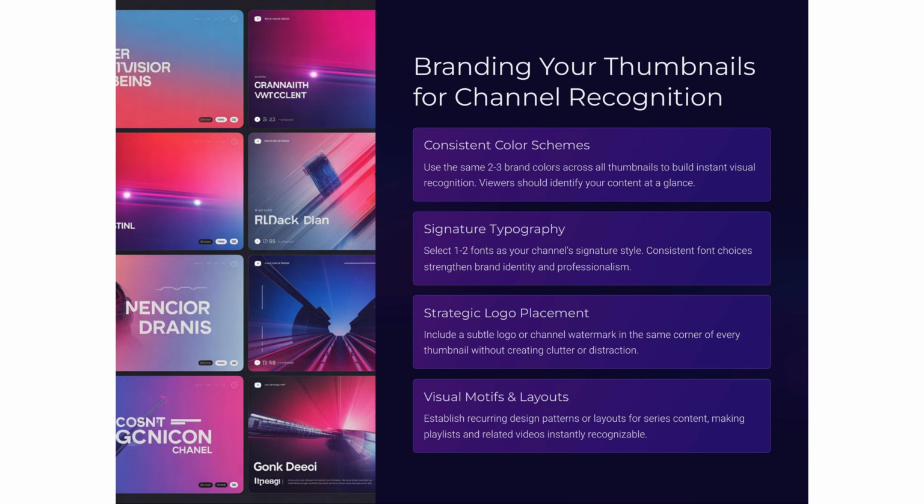Use consistent color schemes with 2 to 3 brand colors for instant recognition. Choose 1 to 2 signature fonts to enhance brand identity. Place your logo subtly in the same corner of each thumbnail. Develop recurring design patterns for series content to make playlists and related videos easily identifiable.